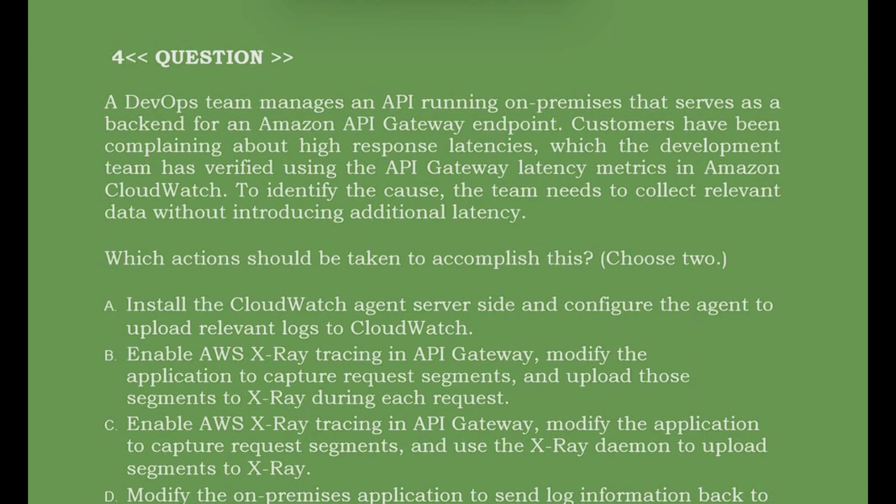Question is, a DevOps team manages an API running on premises that serves as a backend for an Amazon API Gateway endpoint. Customers have been complaining about high response latencies, which the development team has verified using the API Gateway latency metrics in Amazon CloudWatch. To identify the cause, the team needs to collect relevant data without introducing additional latency. Which actions should be taken to accomplish this? Choose two options.